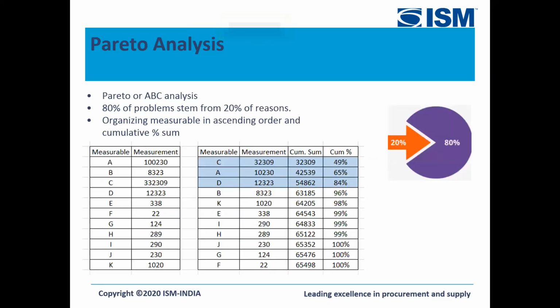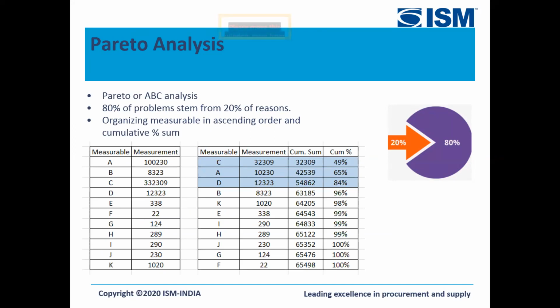Now, I mentioned Pareto as separate, but it's normally part of our spend analysis every time, and it's the most used tool that a purchasing person uses. Some people also know it as ABC analysis or ABC classification. We are trying to understand that the major problems are because of the least number of reasons, and it says that 80% of your problems are derived from 20% of reasons.